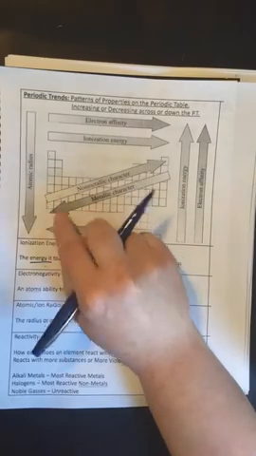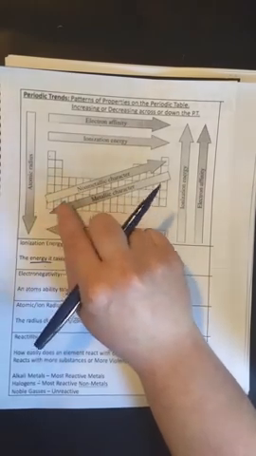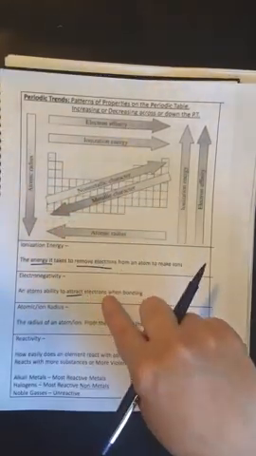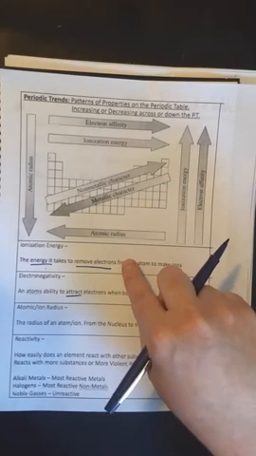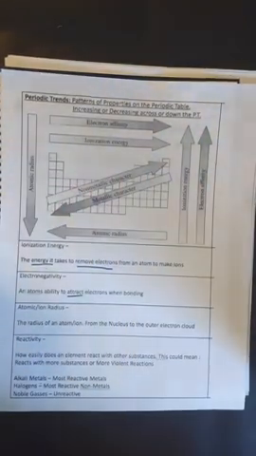Now over here, it's the opposite. They have less electrons, so they're not very good at attracting electrons, and it's not going to take a lot of energy for them to take them away. So it kind of has the opposite pattern.